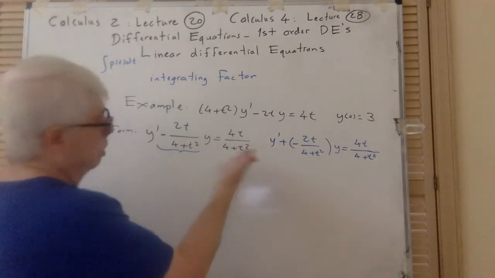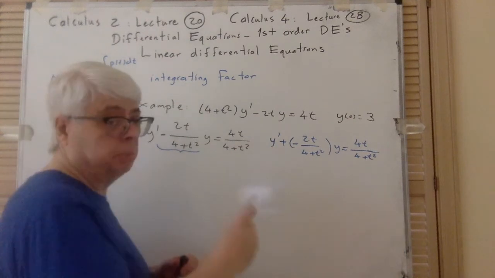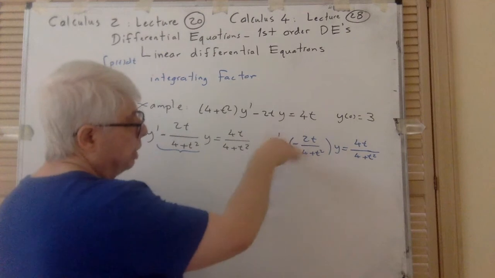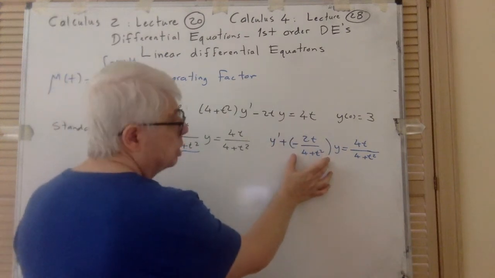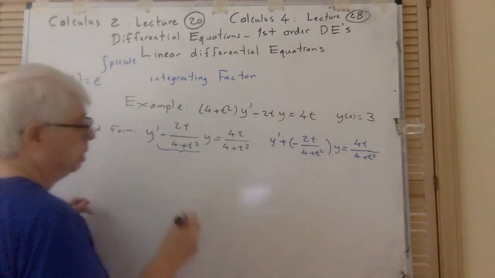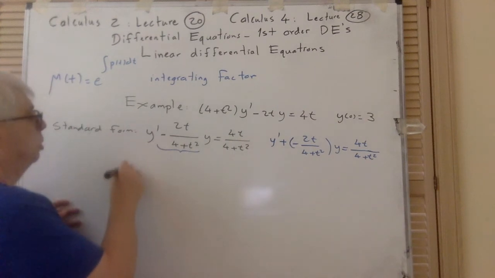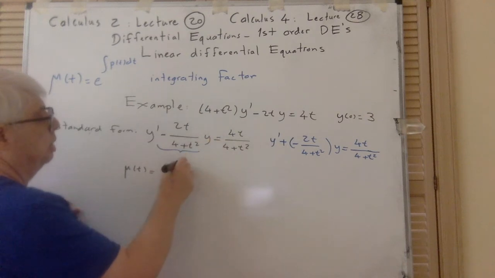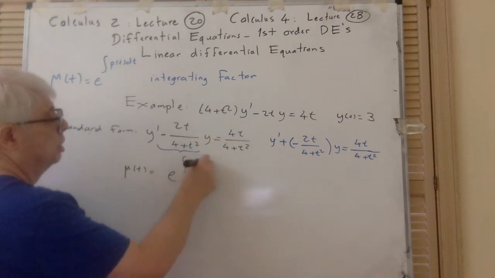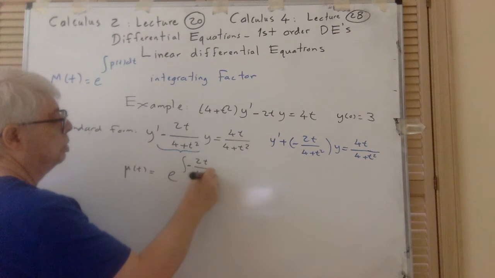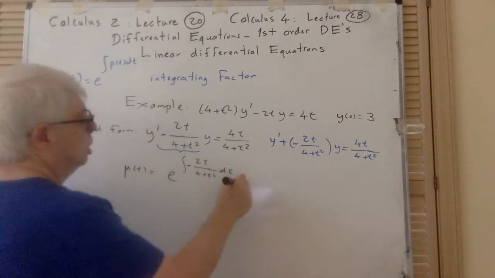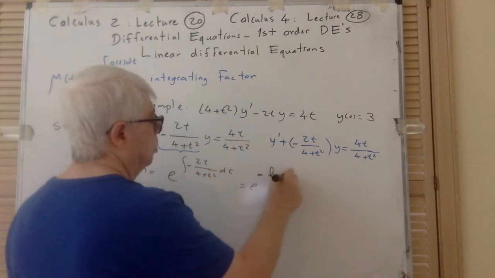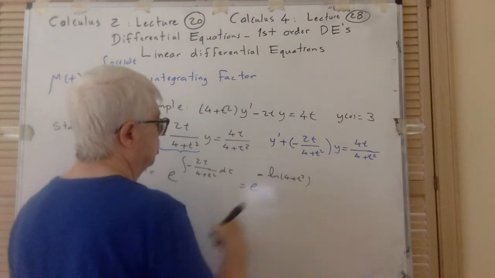And remember, the standard form was plus p t, not minus. So when I have minus, I can write it like this. This whole thing is the p t. Don't forget that. That whole thing is the p t. So mu t is e to the power of the integral of minus 2t over 4 plus t squared dt, and that is e to the power minus ln of 4 plus t squared.